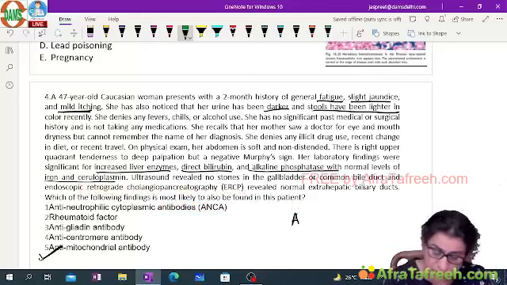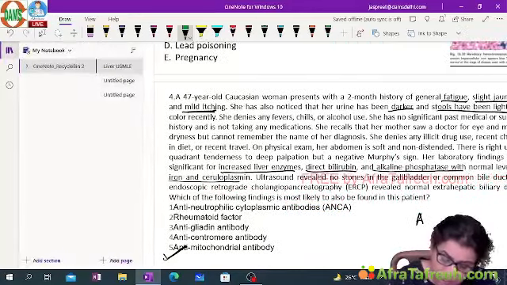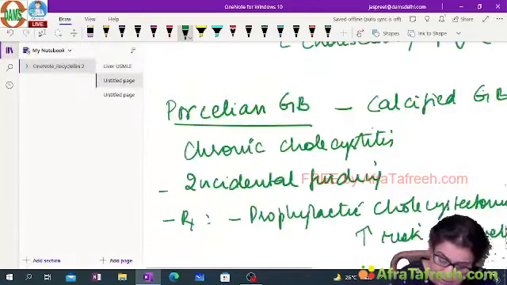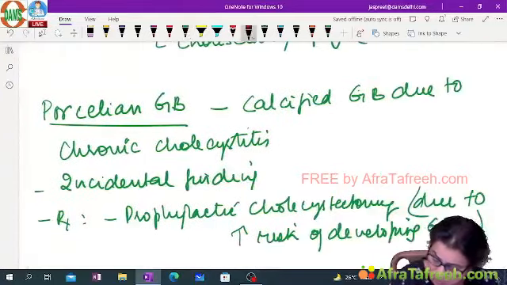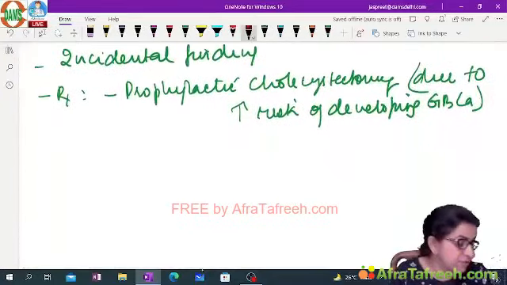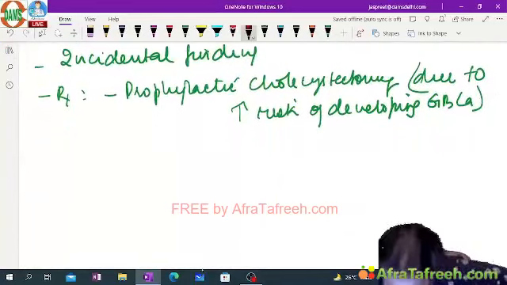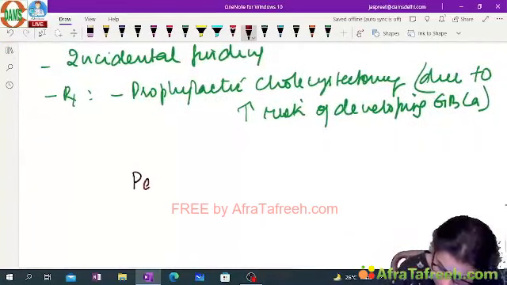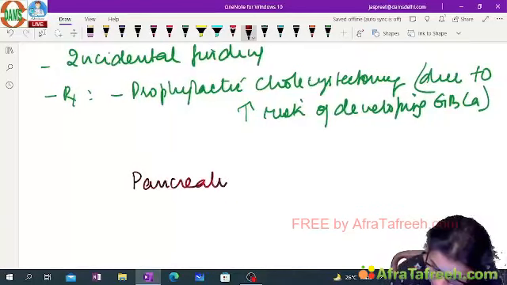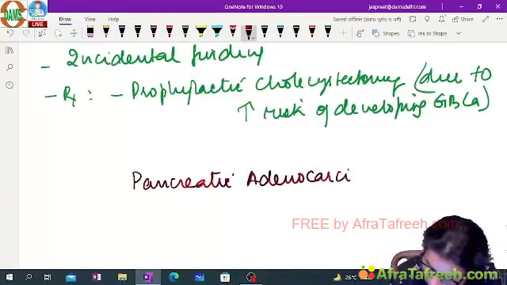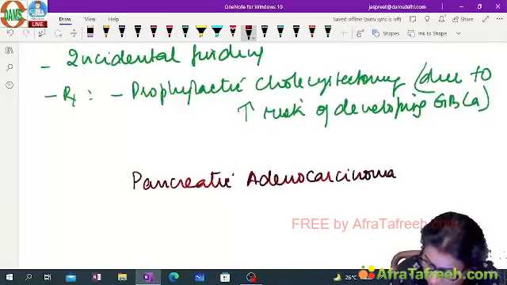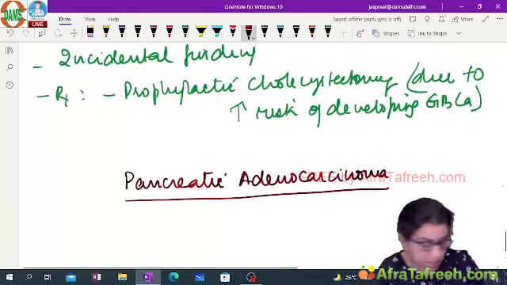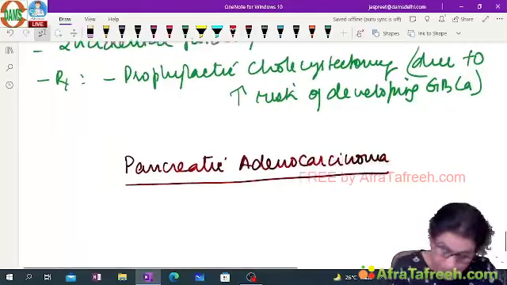Okay, so this is about the gallbladder. Last few lines on pancreas. First let us look at tumors of the pancreas. In the pancreas, the malignant tumor is pancreatic adenocarcinoma.